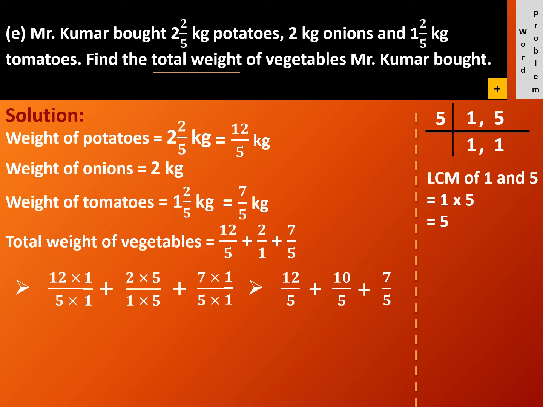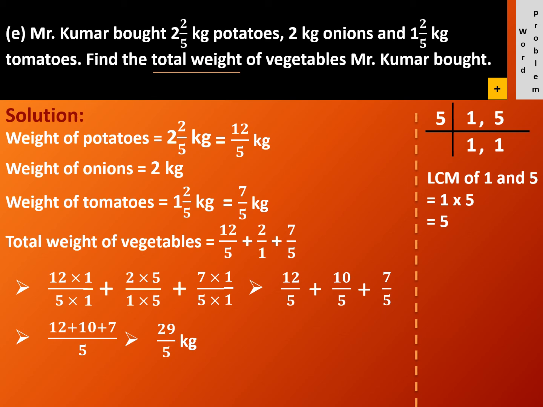See, the denominators are same, so we can easily add the fractions. So add the numerators and the denominator remains the same. 12 plus 10 plus 7 upon 5. Do the addition. The answer is 29 upon 5.